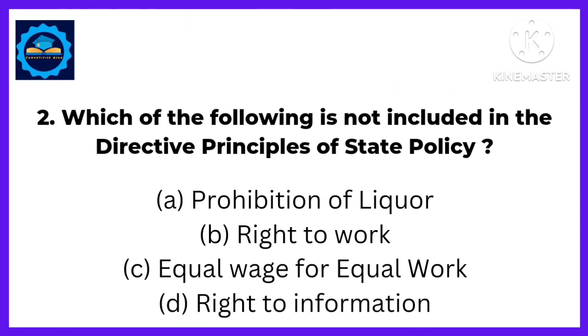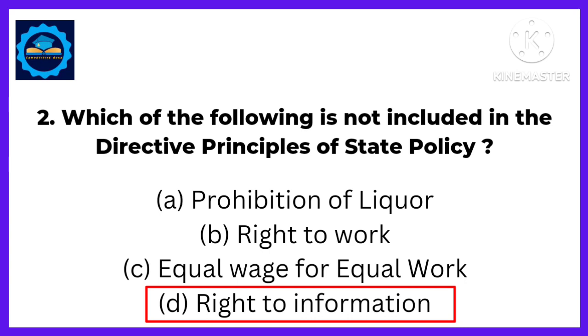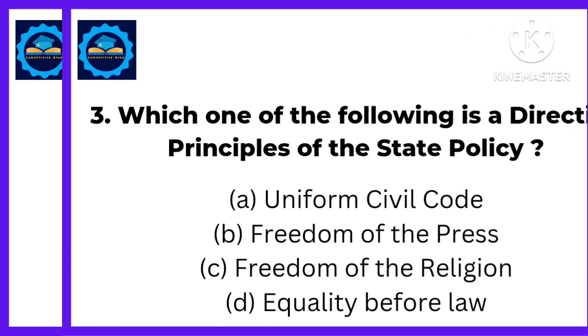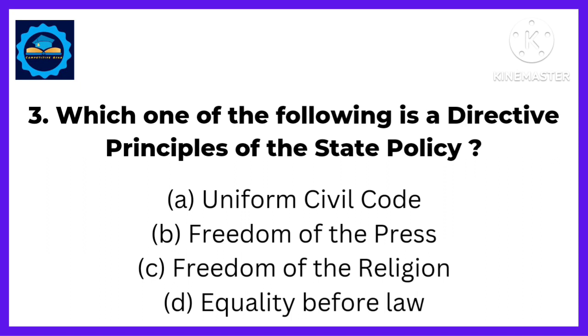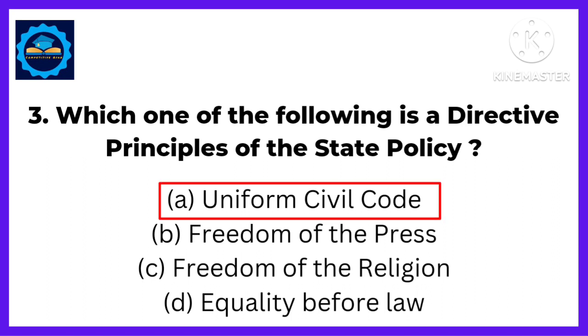Next, which of the following is not included in the directive principles of state policy? Answer. Right to information is not included in the directive principles of state policy. Next, which one of the following is a directive principle of state policy? Answer. Uniform Civil Code is a directive principle of state policy.